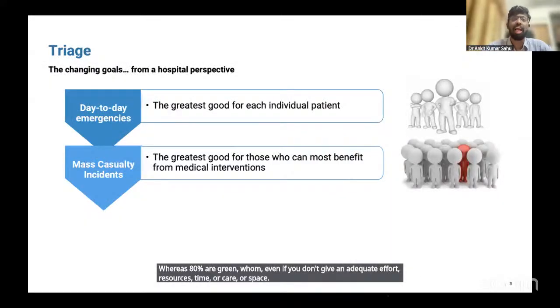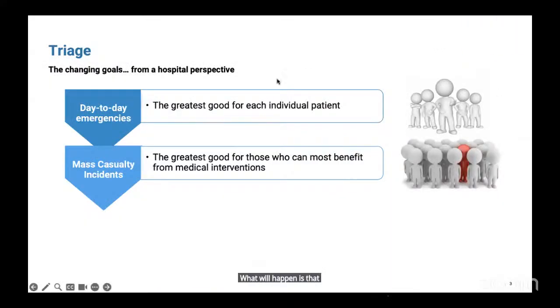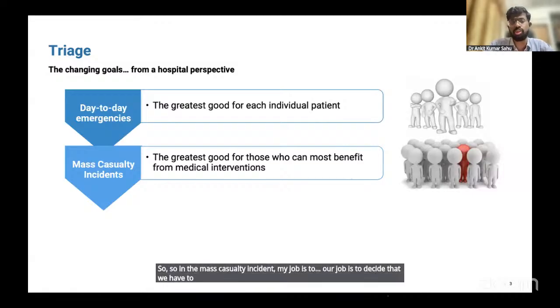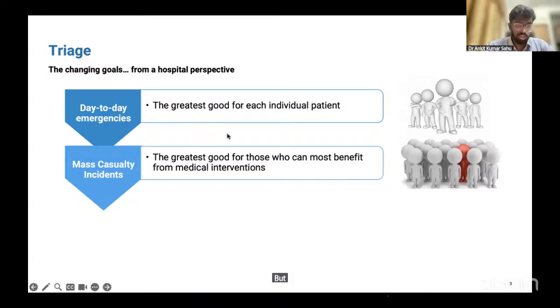Space, what will happen is that they will not be dying. So, in the mass casualty incident, our job is to decide that we have to go for giving the greatest good for the patients who are likely to get benefit from the medical interventions, that is the red patients. But one more thing is there.